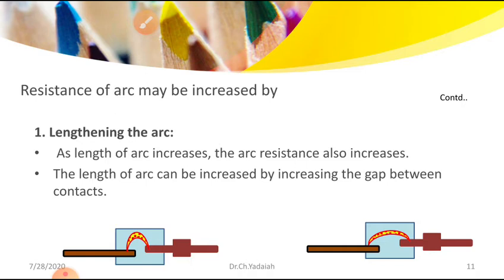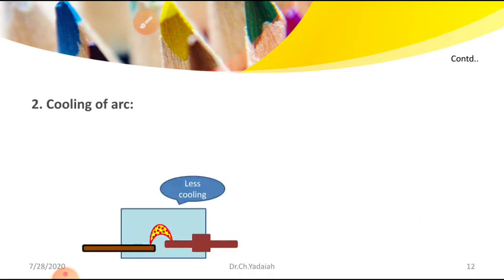Next, coming to the second one, cooling of the arc. Due to the density of the arc, there is less cooling, so the contact area of the medium particles is less. If you want to increase cooling, it helps in deionization of the medium between the electrodes. Once it is cooled, the ionized particles become deionized. Deionization means the medium becomes an insulator. An ionized particle is a flexible conductor and a deionized particle is an insulator.